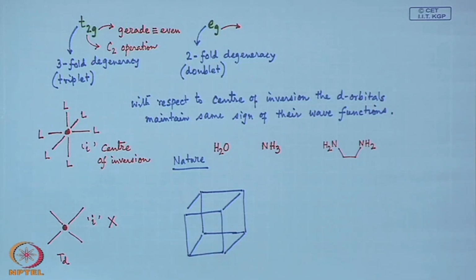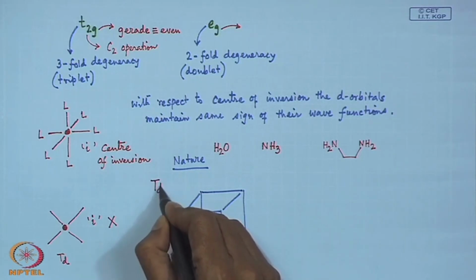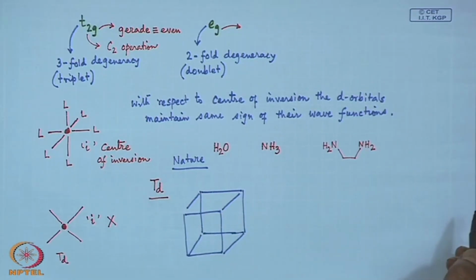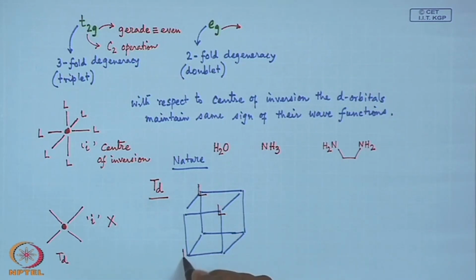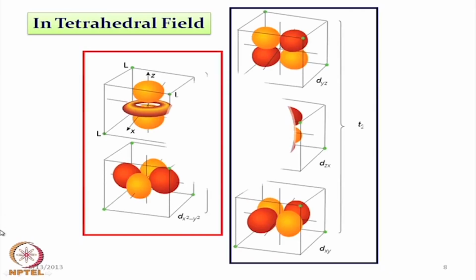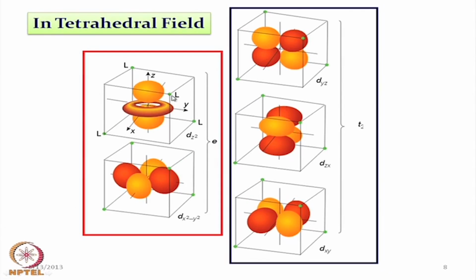Now, to generate a tetrahedral field, which is the Td crystal field, alternate corners will be occupied by the ligands, and the center of this cube will be occupied by the metal ion. So, we get the corresponding crystal field, and you see these L are the 4 ligands, and within this cubic field, if we place all these 5 d orbitals, we will see, unlike our octahedral geometry, that they will now face differently.